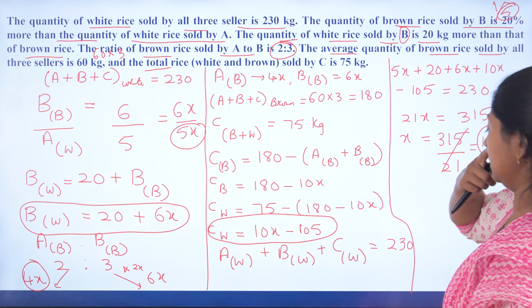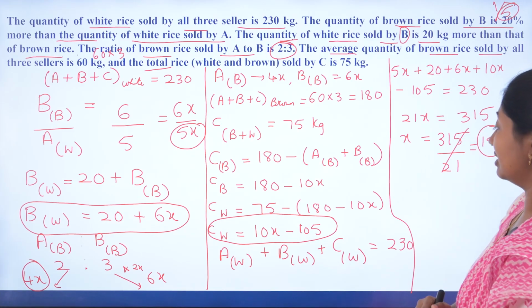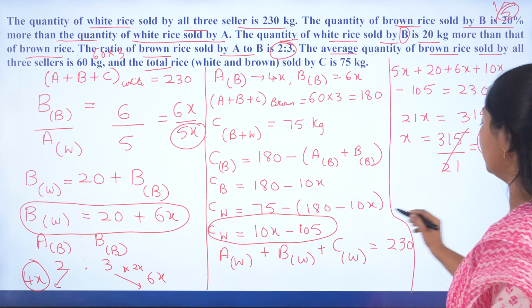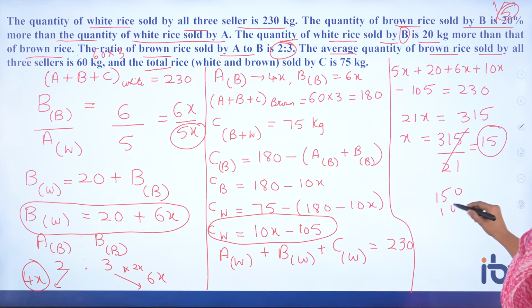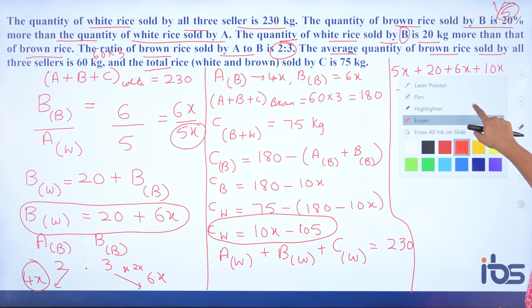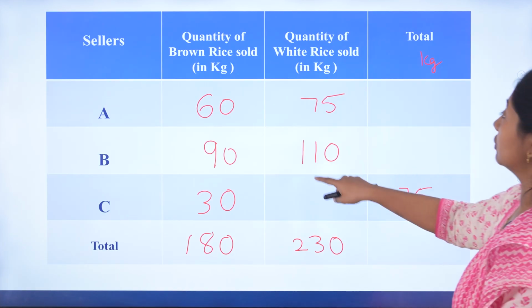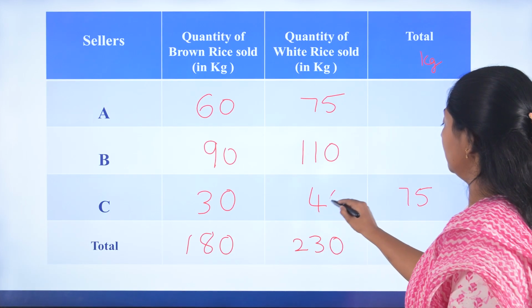Next value we have to find is C's white rice. So C's white rice is 150 minus 105. That means how much? 45. So C's white rice is 45. That also I will mention.